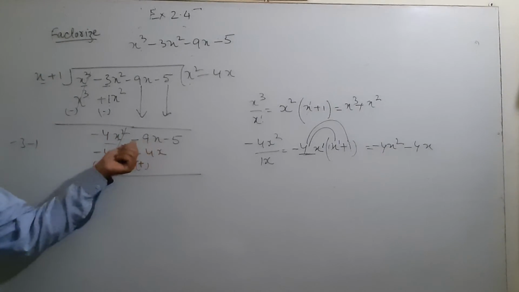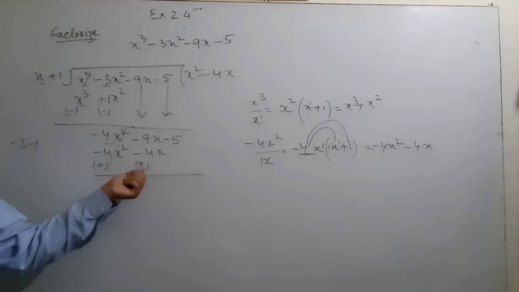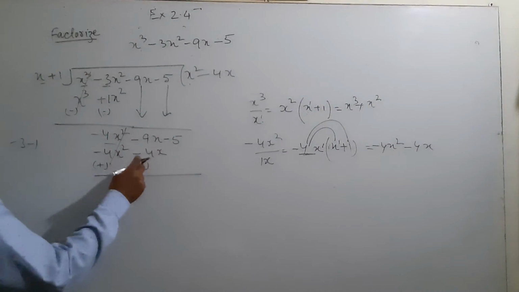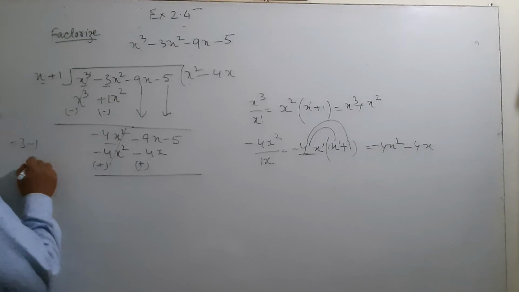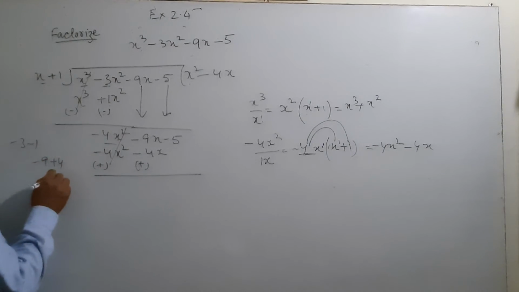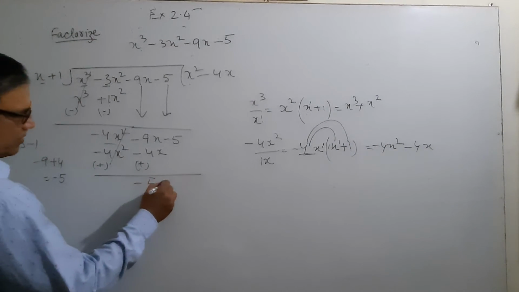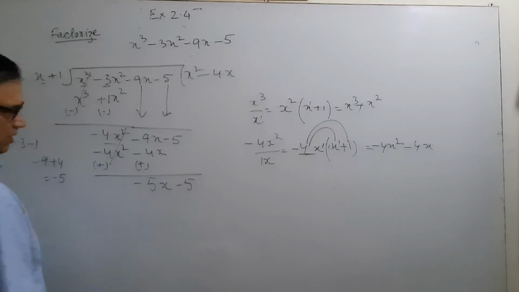Here is 9x, of which sign? Minus. 4, of which sign? Plus. Minus 9 plus 4. Minus 9 plus 4 is equal to minus 5. What do you have to write? Minus 5x. Here is minus 5.